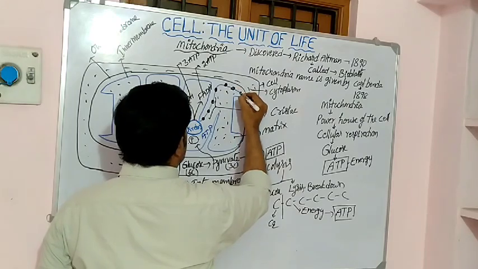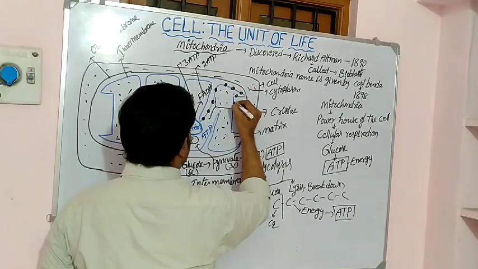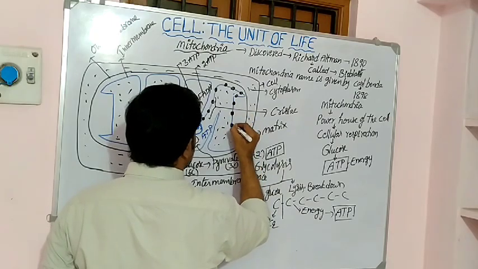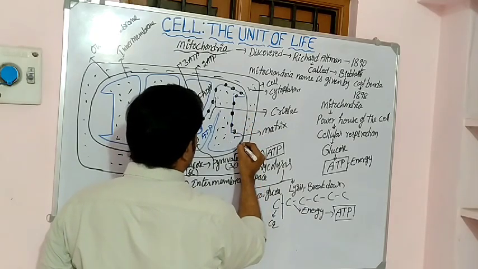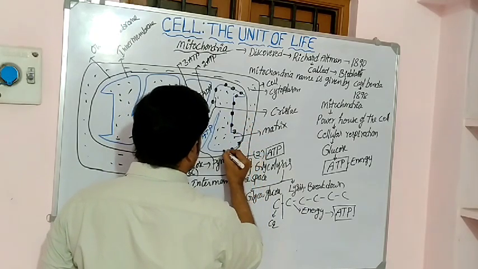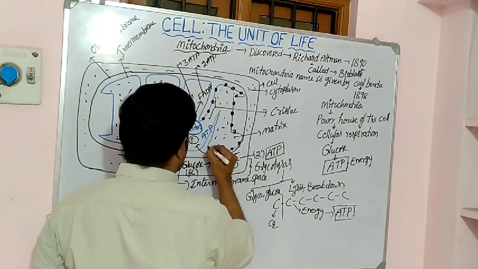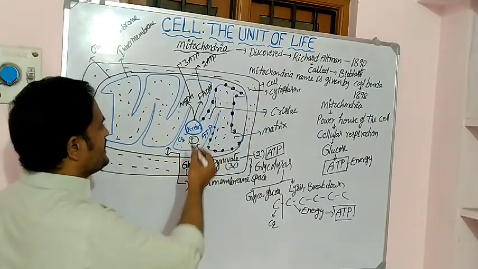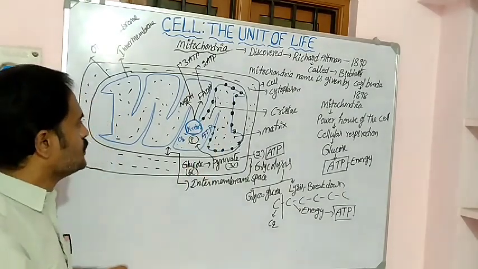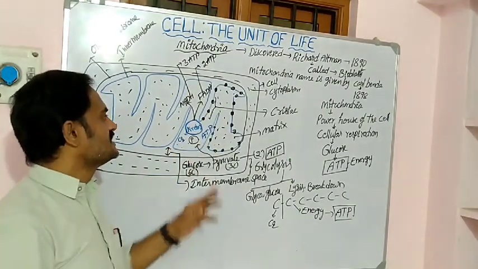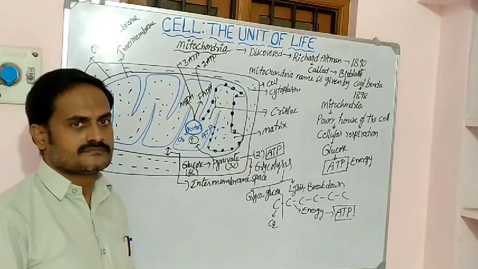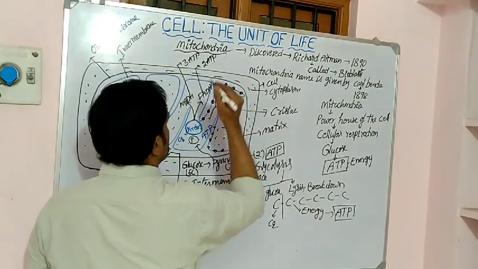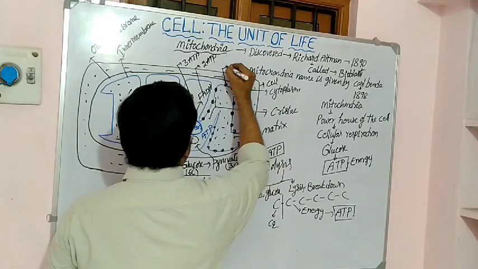See, these form a chain. The electrons form a chain throughout the inner membrane, like this. I will draw only some portion here. Then the NADH and FADH2 transfer their electrons. This kind of chain is called an ETC.